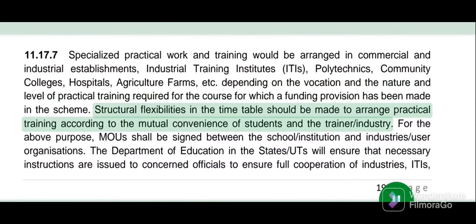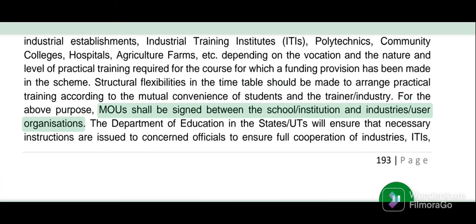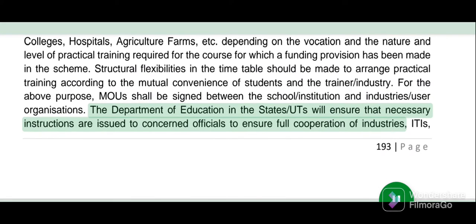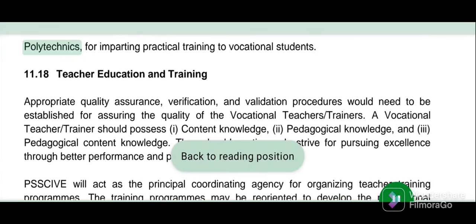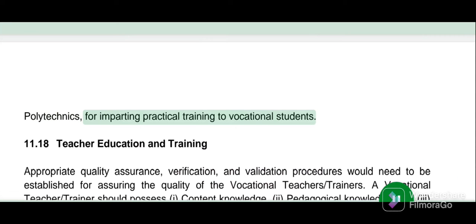Structural flexibilities in the timetable should be made to arrange practical training according to the mutual convenience of students and the trainer industry. For the above purpose, MOUs shall be signed between the school, institution and industry's user organizations. The Department of Education in the states and UTs will ensure that necessary instructions are issued to concerned officials to ensure full cooperation of industries, polytechnics, for imparting practical training to vocational students.